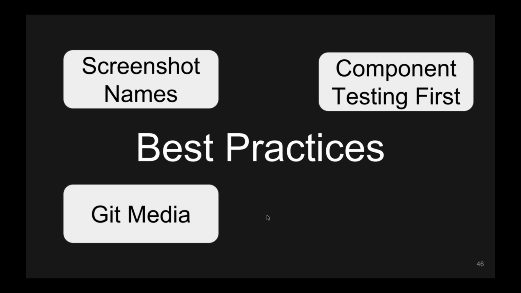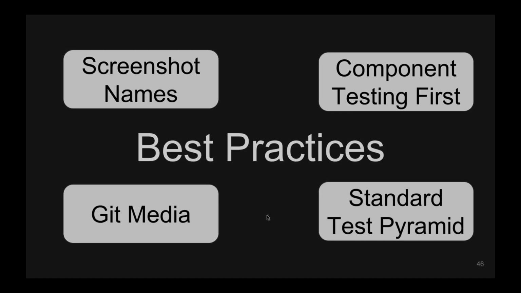There is a tool called Git Media that allows you to save the screenshots outside of your main Git repository, so you don't crowd your Git repo with screenshots, but it still allows you to use the same Git commands. It just saves screenshots elsewhere, like AWS or Azure or whatever you like. And last but not least, always respect the test pyramid. Don't just write component tests, start with the unit tests for visual testing.